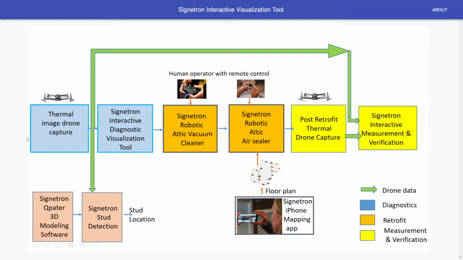So to give some context, this is our overall robo-attic Thermadrone system. On the left, we have these blue boxes, which represent the diagnostics portion. These orange boxes represent the retrofit portion, and these yellow boxes represent the M&V, or measurement and verification portion. So the Thermadrone parts kind of sandwich the robo-attic part in the middle here. And this demo will focus on the diagnostics and the M&V portion.